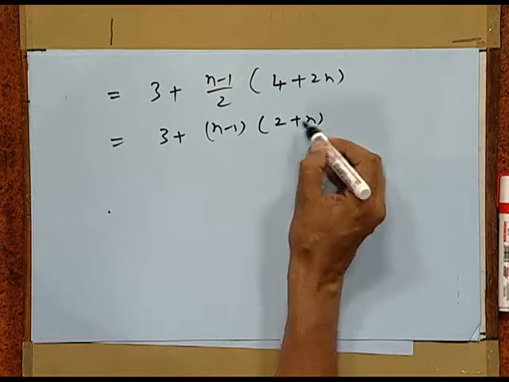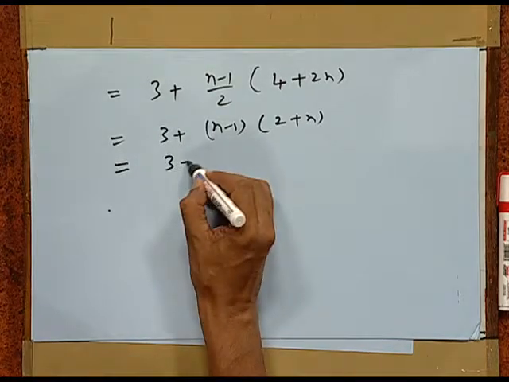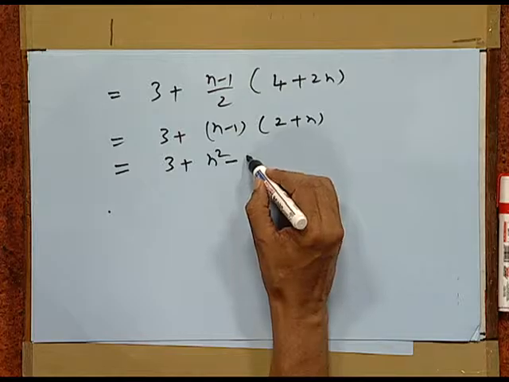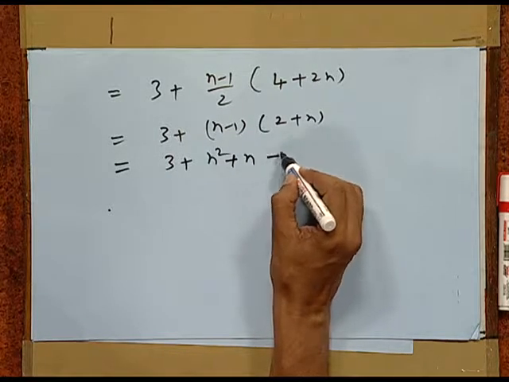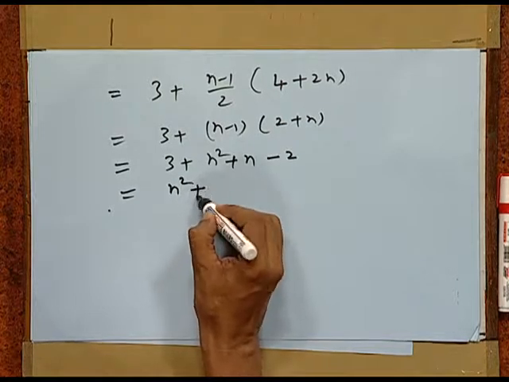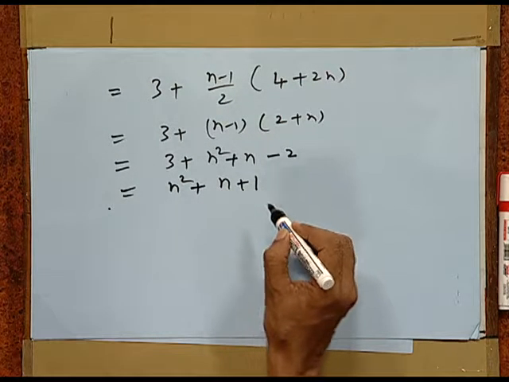that equals 3 plus n square plus n minus 2, that is n square plus n plus 1. This gives the nth term of the given series.